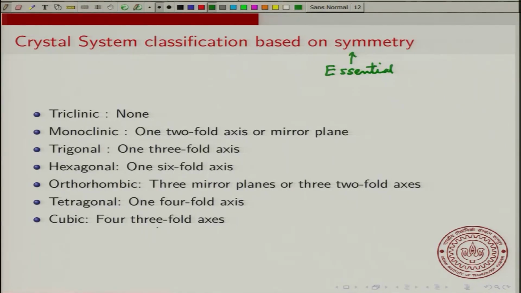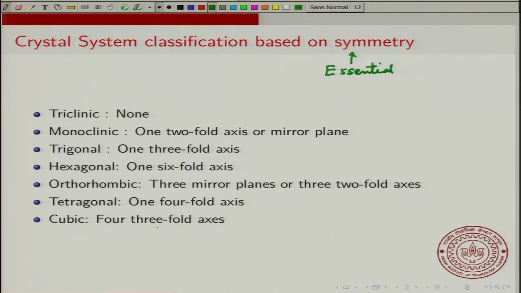Now we will look at these symmetries in the context of what we have seen before, which is the shapes of the unit cells. We want to look at the unit cell of the crystal and its shape in terms of these symmetries.